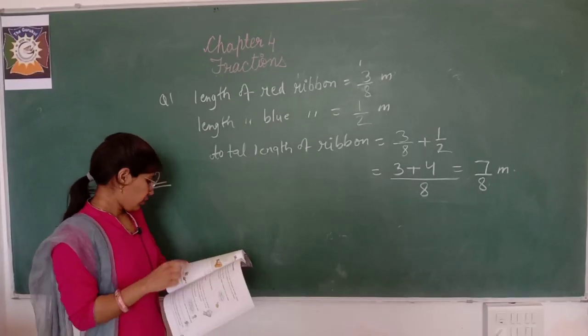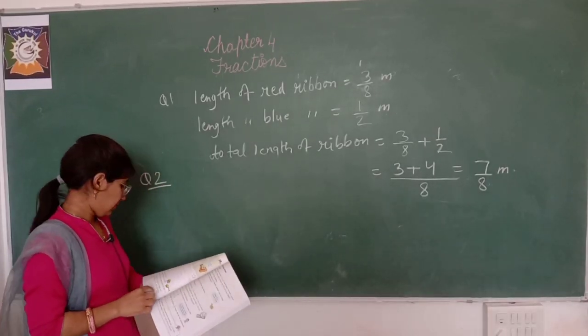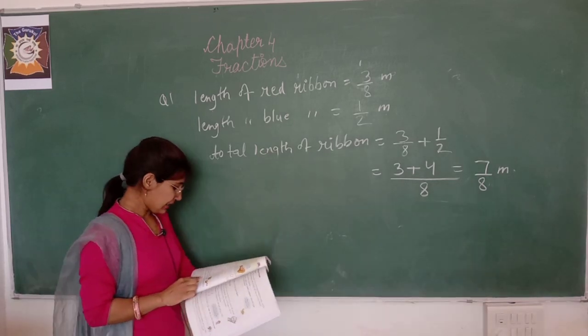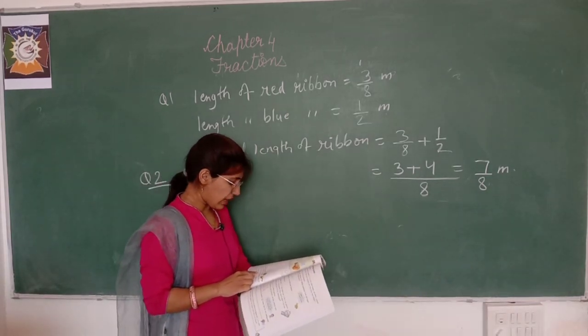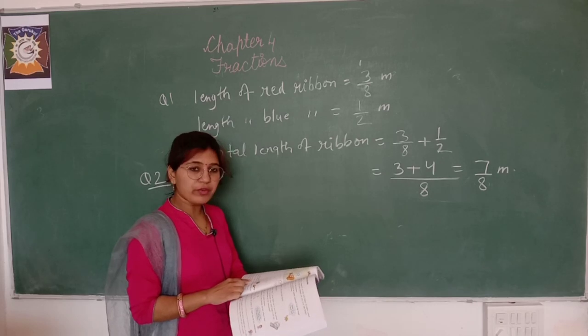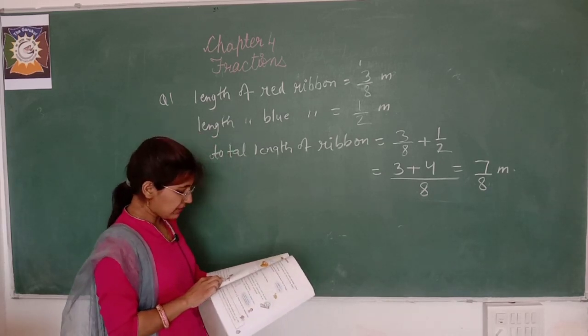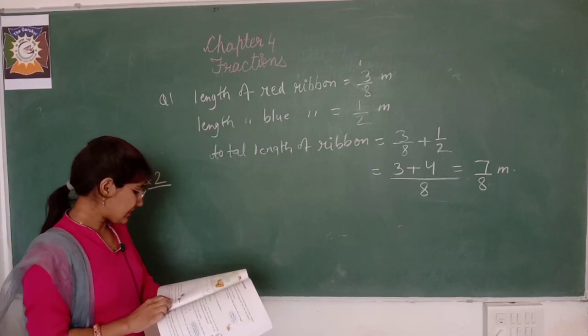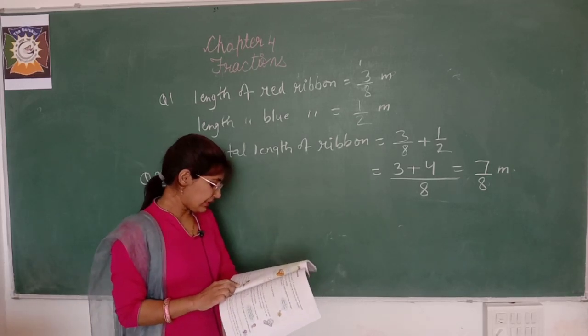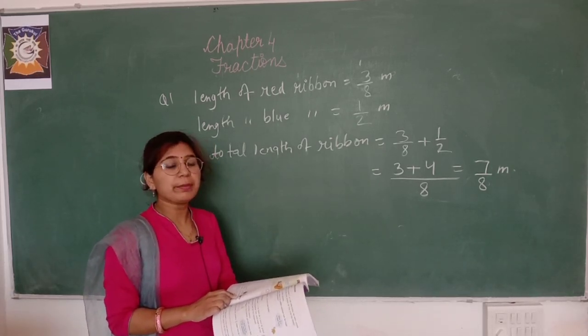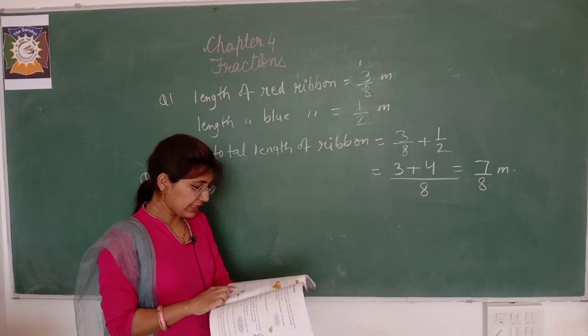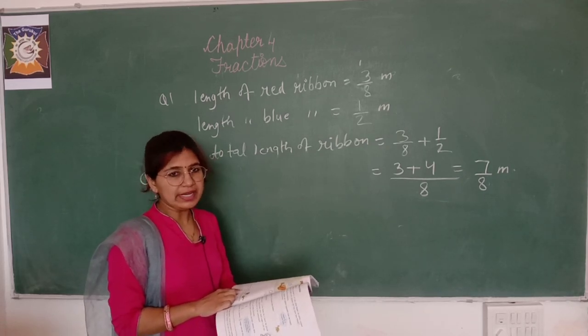Okay, question B part 2 we will solve. Raj ate 1.5 apples while Vicky ate 3/4 of an apple. How many apples did they eat? बच्चे, what is given? In the question it is given that Raj ate 1/2 apple while Vicky ate 3/4 of an apple.